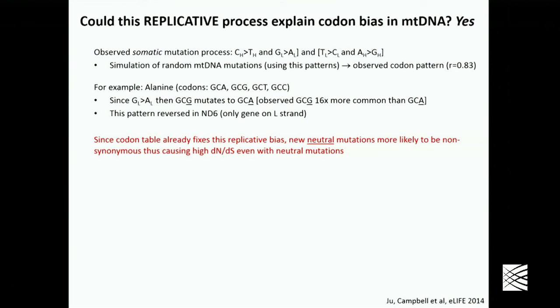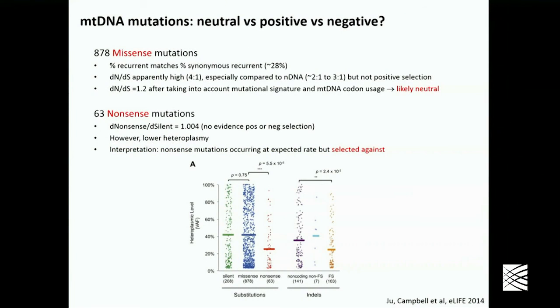And if you take this into account, then this positive selection goes away. Out of the 800 missense mutations, it looks like 4-to-1, but in fact, it's not positive selection. And on the nonsense mutations, you see as many as you would expect by chance, but they have lower heteroplasmy. So this study concludes that they happen at the same rate, but then they're selected against. I wanted to show you this, about how evolution and somatic mutations of mitochondria work, and how we have to be careful when we're analyzing our data.